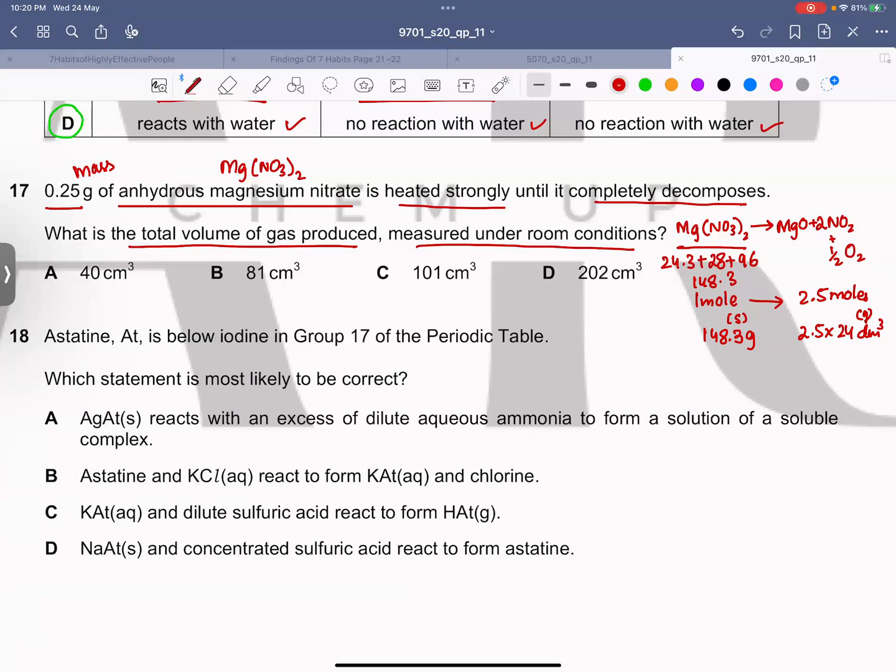Okay. So in the question, they have given us 0.25 grams, so the volume of gas produced would be X, right? So can anybody calculate the value for X?